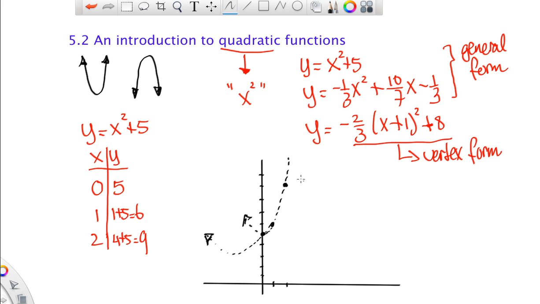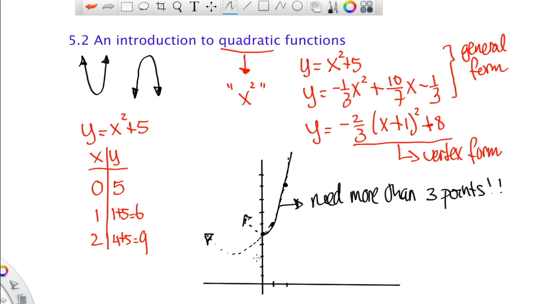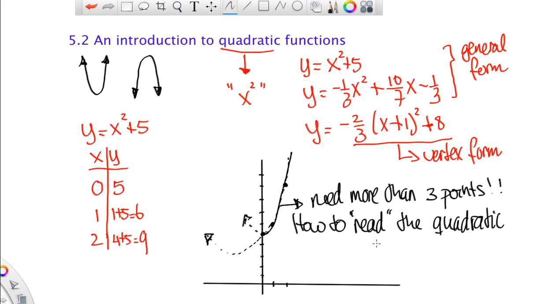So if you graph a quadratic, often you will need more than 3 points. With 3 points, it's very rare that you can graph it. Occasionally you can, but it has to be very specific 3 points, and I don't have those. And this is how to read the quadratic. This is one of the skills that we need to learn.